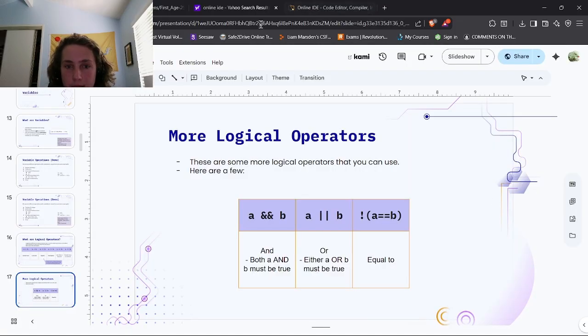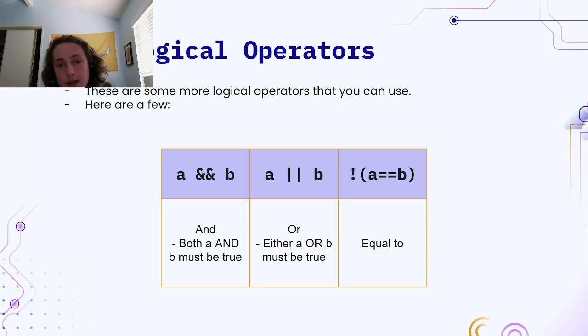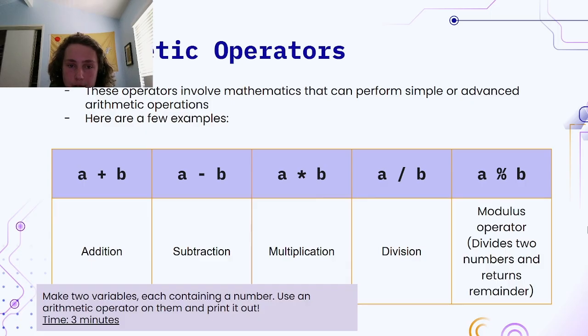So let's get back into arithmetic operators. So we already kind of talked about these. So these are just addition, subtraction, multiplication, division, and one that you might not have heard of, which is modulus. So this is remainder division. So it divides A by B. So like this right here. So let's say A is 5, B is 2.